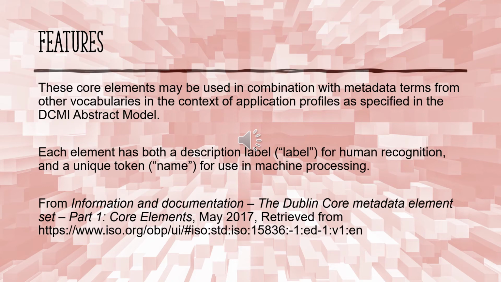These core elements may be used in combination with metadata terms from other vocabularies in the context of application profiles as specified in the DCMI abstract model. Each element has both a descriptive label for human recognition and a unique token, name, for use in machine processing.